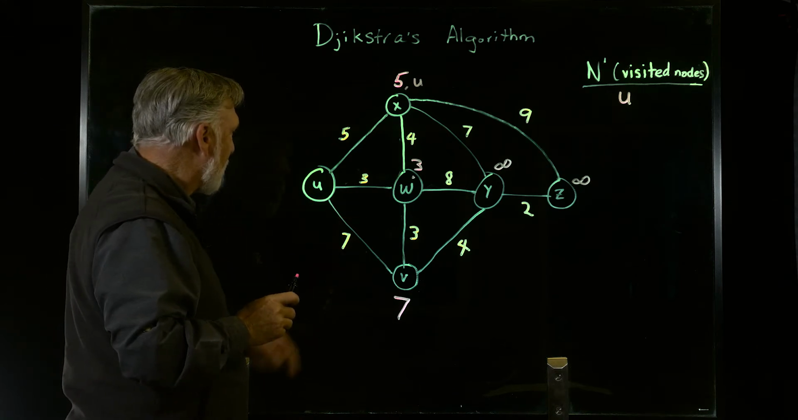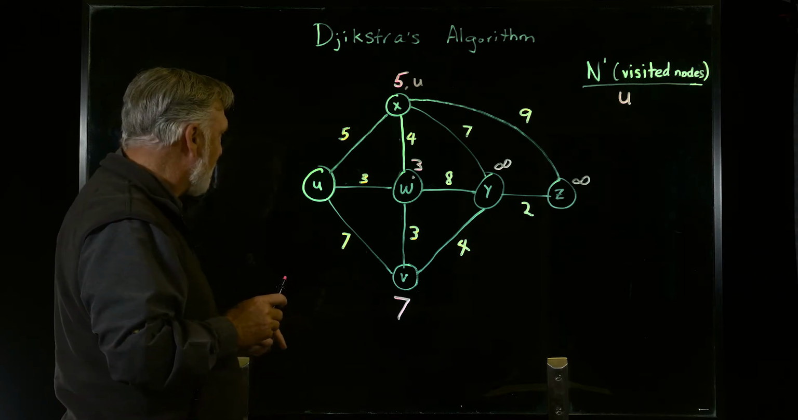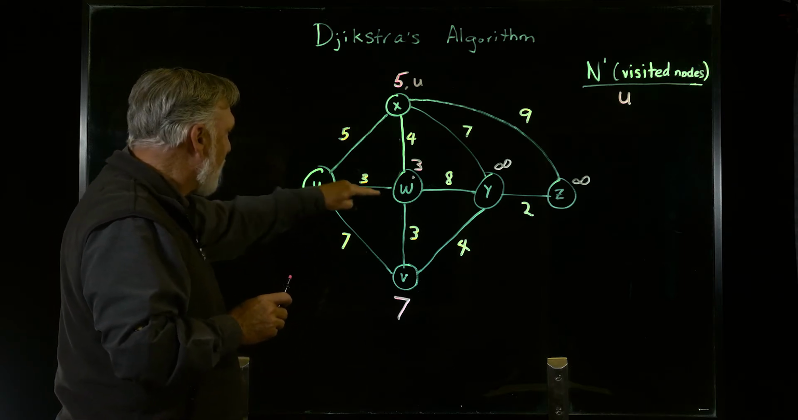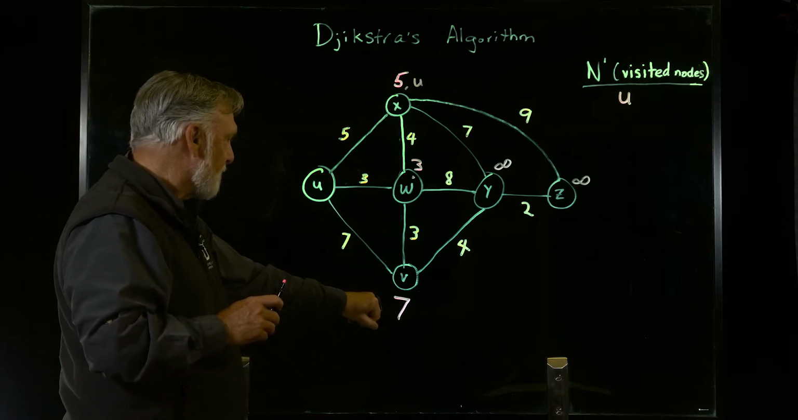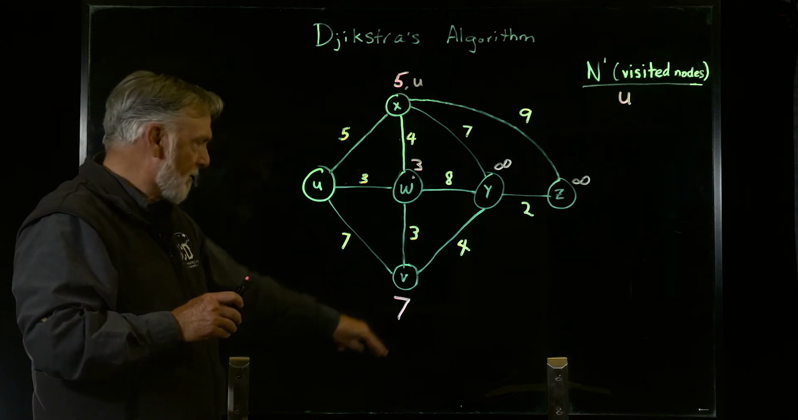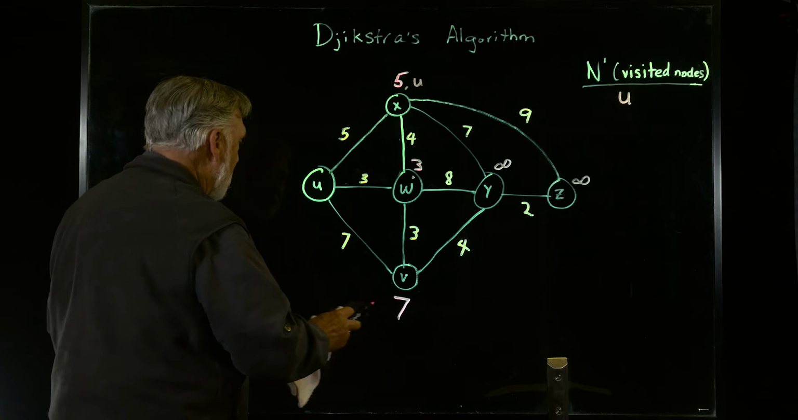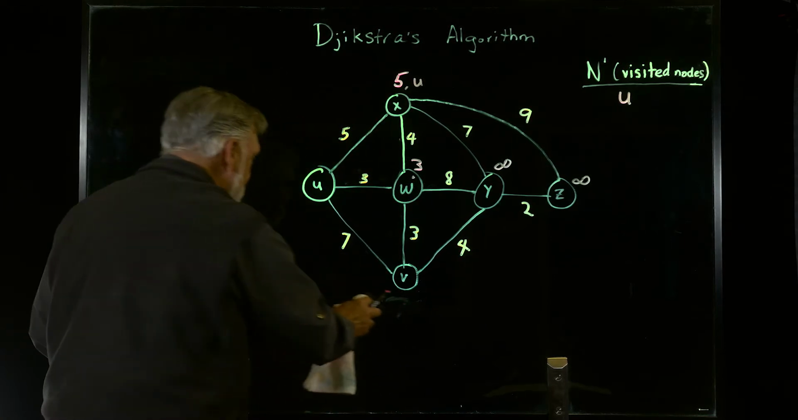Now how about node V? In node V, going through W, the cost is 3 plus 3, or 6. That is cheaper than the tentative distance already put down. So we will change the tentative distance to 6.